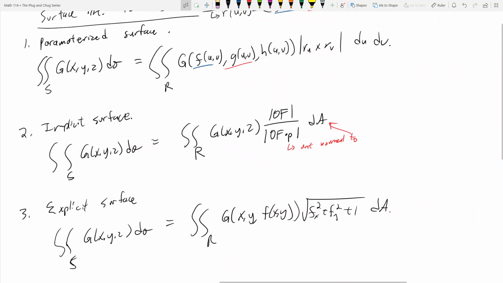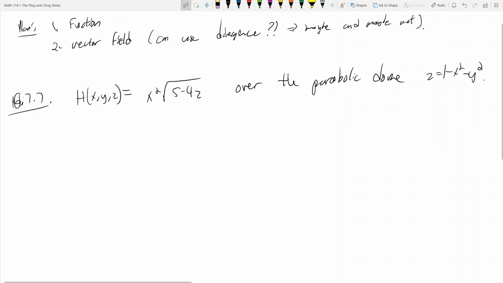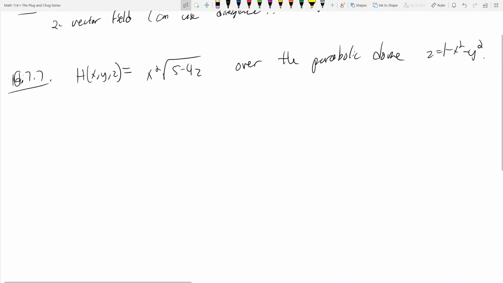Well, we can actually do it in all three ways, but I don't really want to do the implicit way. I did an implicit example in the previous video, and it's not going to be terribly hard to do here. You guys can try it yourself. But let's do it the explicit way first. The reason I want to do it explicitly first is that the parabolic dome is an explicit function. This is essentially going to be f of x, y is equal to 1 minus x squared minus y squared.